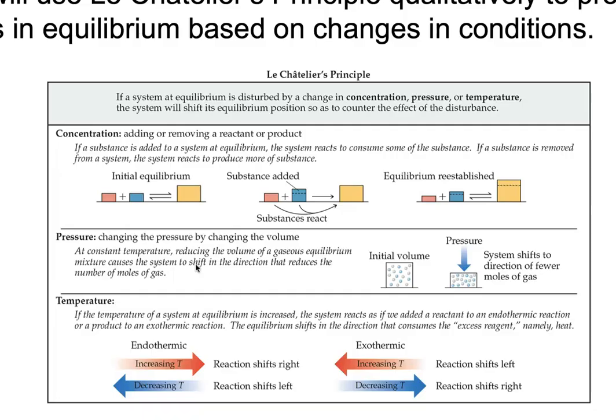Pressure is different because if I increase pressure, I'm going to change the volume. So if I increase pressure, the reaction is going to shift to the side with the least number of moles of gas, because that's where it's less crowded. So that's that.